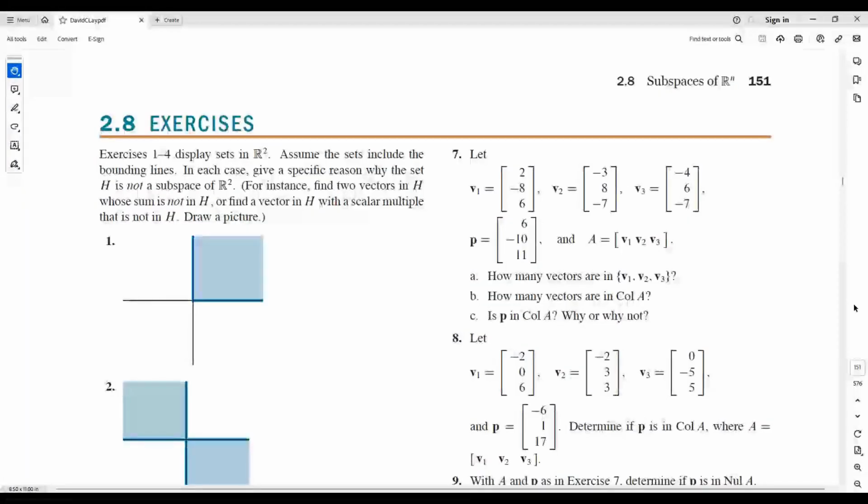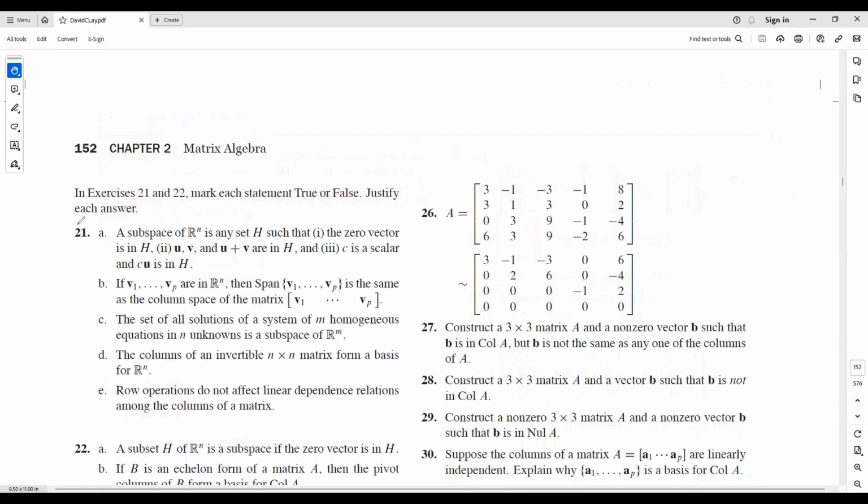Questions in section 2.8, subspaces of Rn at page 151. Problem 21. A. A subspace of Rn is any set H such that 1. The zero vector is in H. 2. u, v, and u plus v are in H. And 3. c is a scalar, and cu is in H.